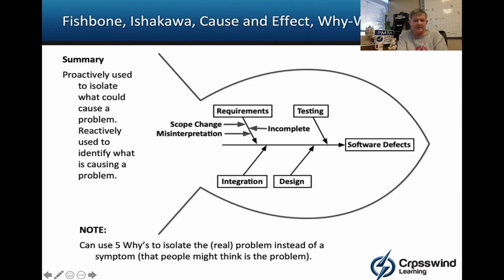Now, reactive could be where I could go, okay, why don't these systems talk? And like I could say it's a software defect. Well, okay, is it a requirement thing? Is it a testing thing? Is it a design thing? Is it an integration thing? And technically, I could probably play requirements, integration, and design. I could probably play all three. Now, I've got some detail on requirements, so I'm going to elaborate on that here.